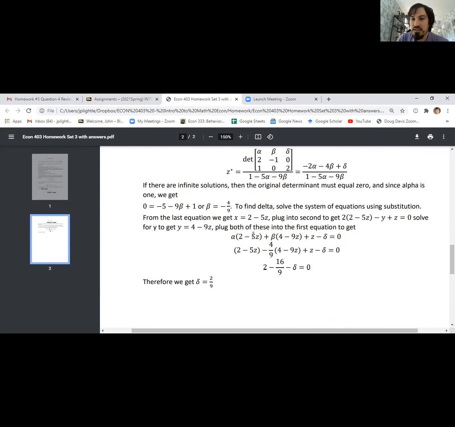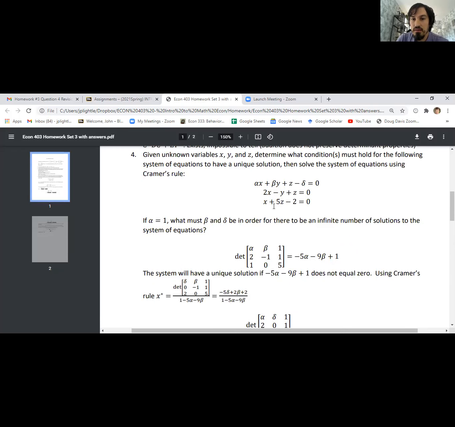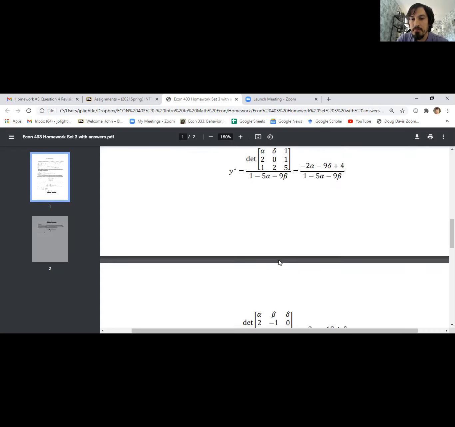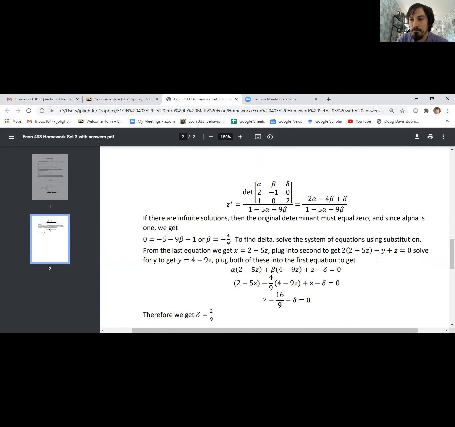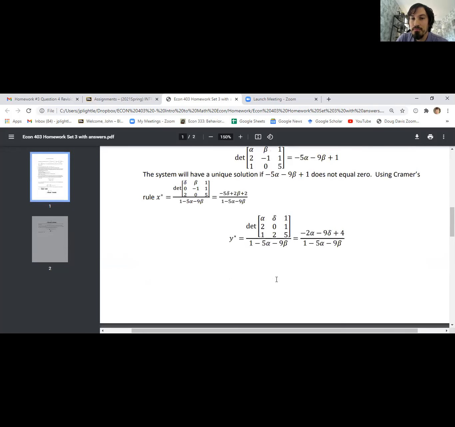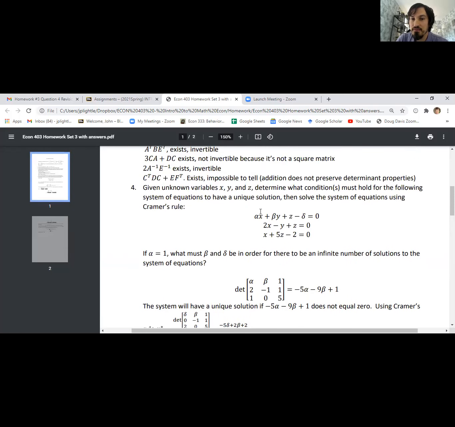So what I did was just use substitution here from the very last equation. The last equation was, I can solve for x equals 2 minus 5z, and plug that in. Then solve for y. In this equation here, you get y equals 4 minus 9z. So I've solved for x, I've solved for y. Plug both of those into this first equation, alpha times x, use what you have in terms of z there, beta times y, use what you have in terms of z there. You'll have nothing but z's and deltas on the top.